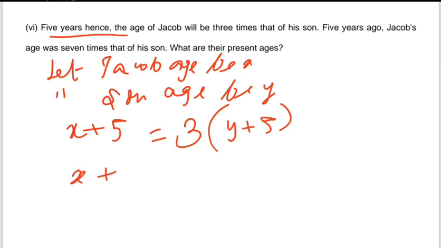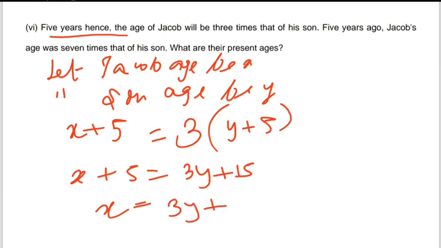x plus 5 is equal to 3y plus 15. So x is equal to 3y plus 15 minus 5, that is 3y plus 10. So this is our x value.